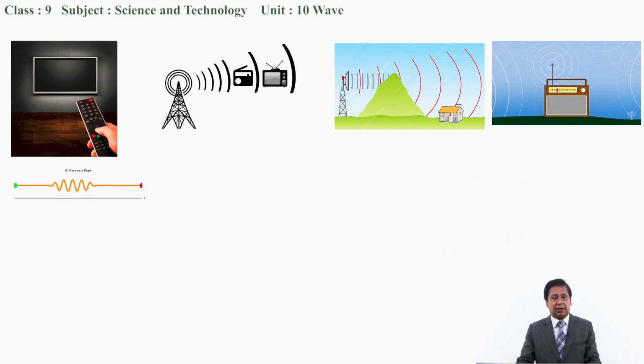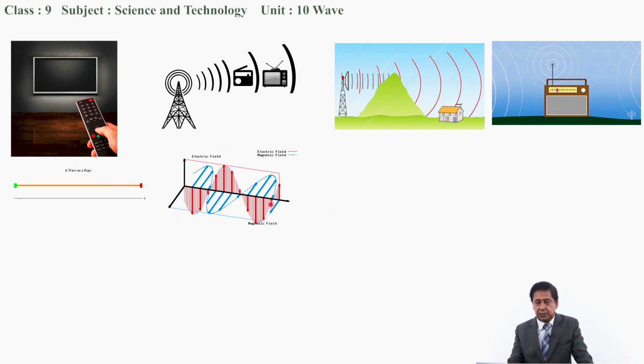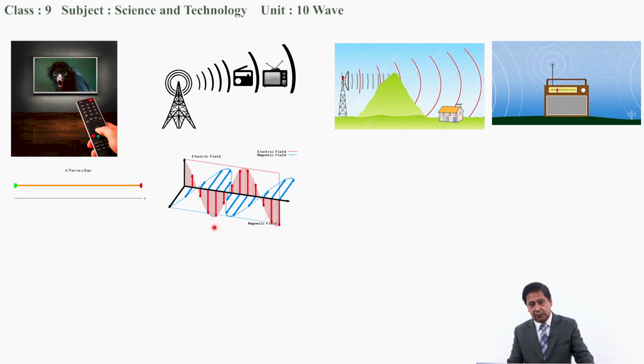Now look at this another case. In this case, actually a wave is transmitting from one place to another place, from this free end to the other end which is tied at a certain point. And the wave is transmitted to this place by means of the particles of the rope. Look at this another one. This is also the representation of a kind of wave.